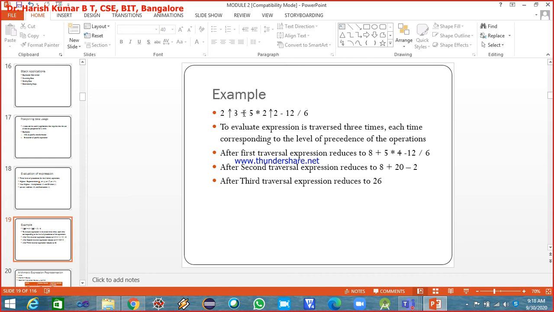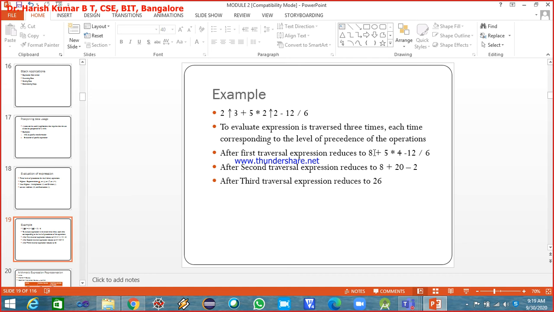Since I've already told you in the previous slide, the precedence of exponentiation is higher than any other operators. So first you have to evaluate the parts which have exponentiation. What is the meaning of this? The upward arrow: 2 raised to 3. This is what I am evaluating. If you observe here, first I have evaluated 2 raised to 3, which is nothing but 8, and then 2 raised to 2, that is 4, and the rest I have written as it is.